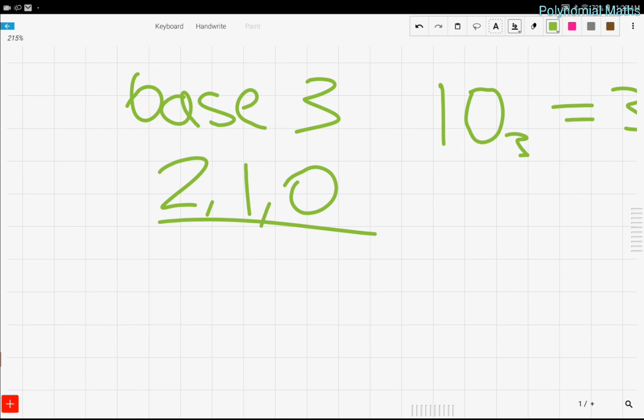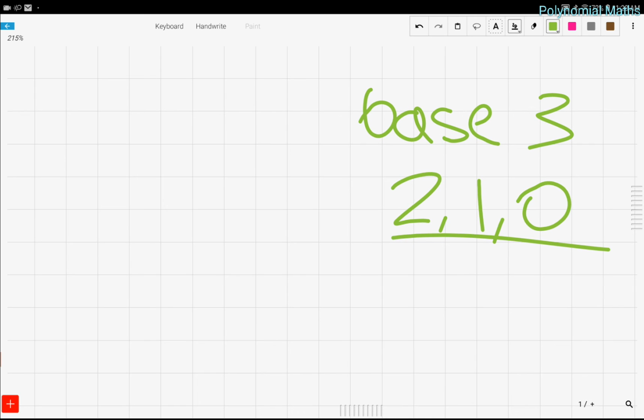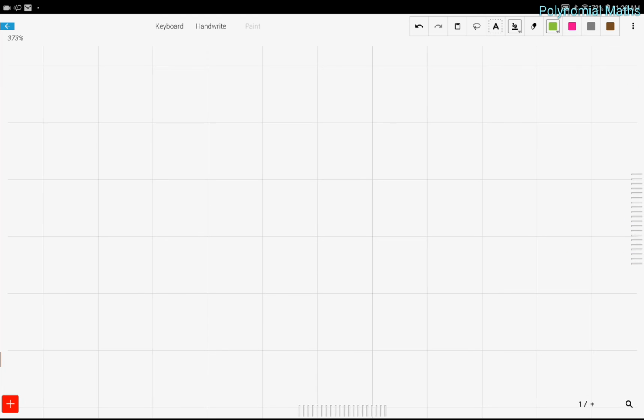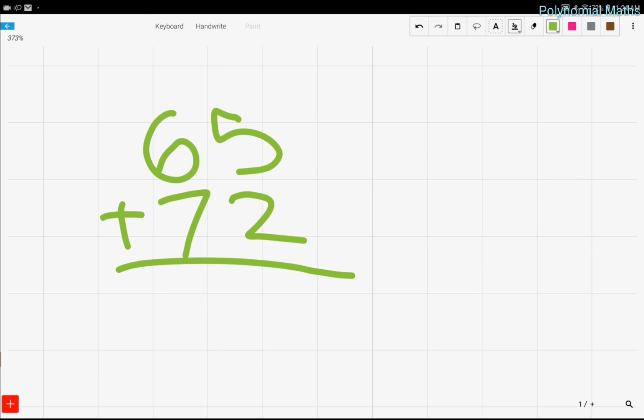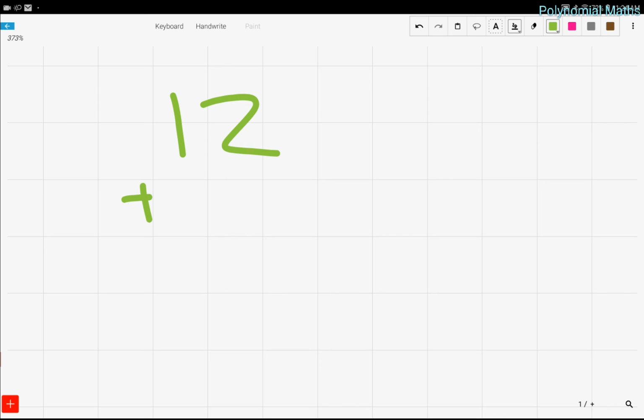Now let's go to adding numbers in base 3. Now, hopefully, when we do stuff in base 3, you'll understand how to do numbers in any base, for example, base n. So, like we saw before, let's just start with adding 2 numbers, 12 and how about 21. So these 2 numbers, let's add them together.